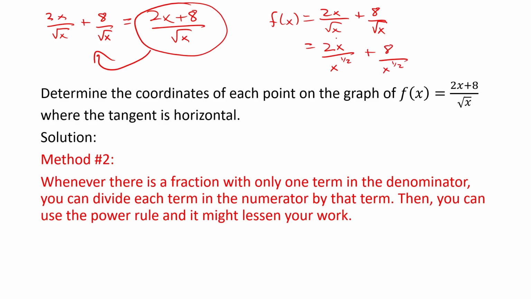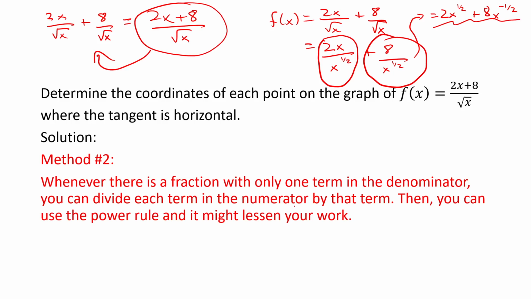Now, in this case here, we're dividing x by x to the 1/2. We can subtract those exponents. X to the 1 divided by x to the 1/2 becomes x to the exponent 1 minus a half, which is x to the 1/2. So that becomes 2x to the 1/2. And this 8 over x to the 1/2 becomes 8x to the exponent negative 1/2. So that's what f of x equals. It equals this expression here. Once you have f of x equaling that, you can use the power rule, and your work is really cut down.